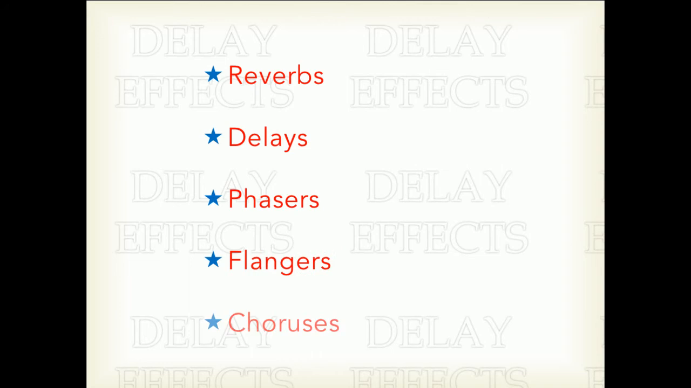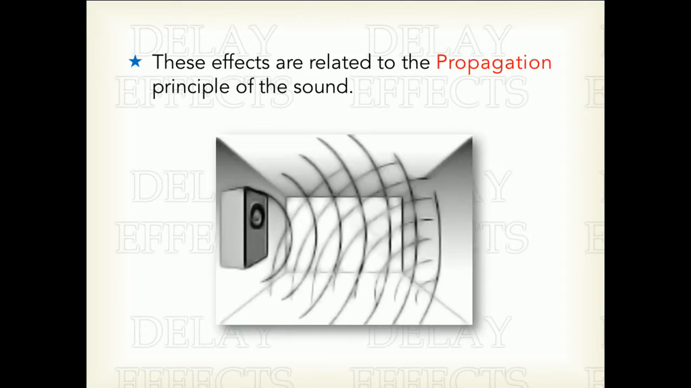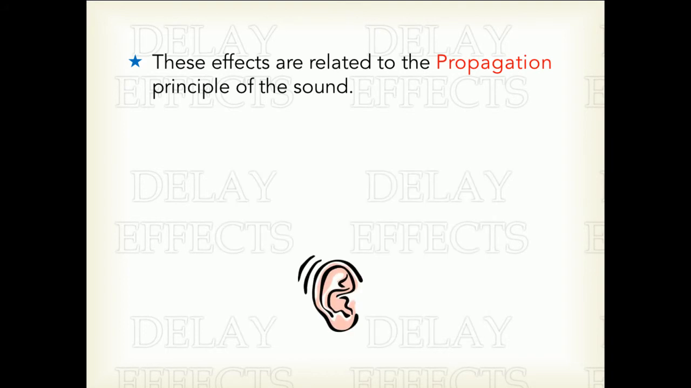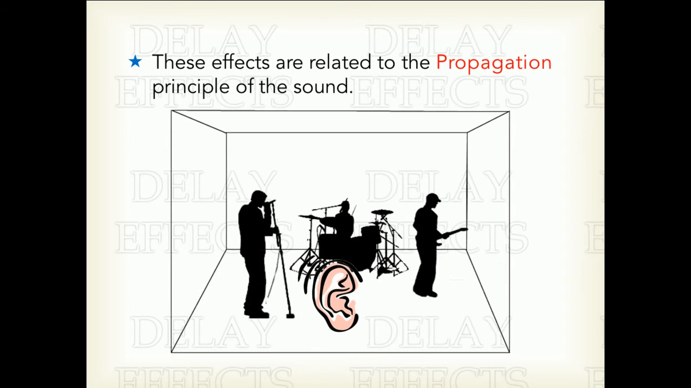The delay effects category includes reverbs, delays, phasers, flangers, and choruses. These effects are related to the propagation principle of sound. They manipulate the sound in a way that the listener thinks that he or she is in a three-dimensional space with the musicians and feels the three-dimensionality illusion.